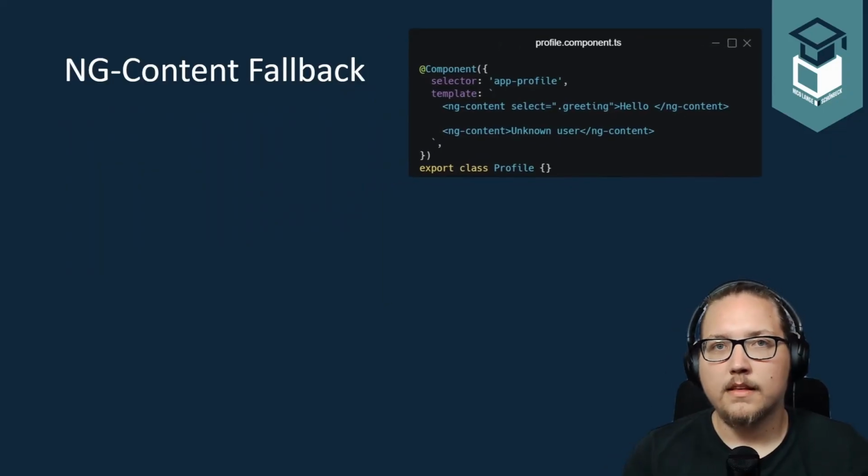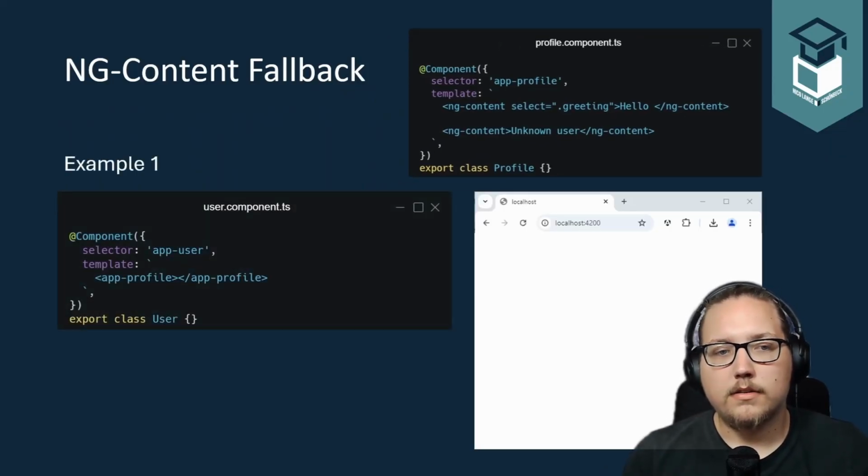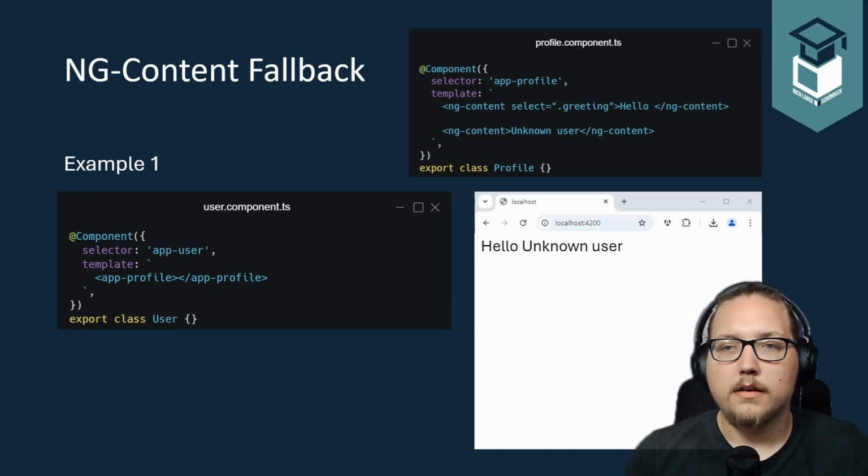Okay, let us go through some examples. Here we have a user component that uses the app profile as it is, not providing any content for the NgContent. What the profile component now does is show hello unknown user, because the first NgContent does not find an element that has the class greeting and will then fall back to hello. The second one also did not find any content and then shows unknown user.